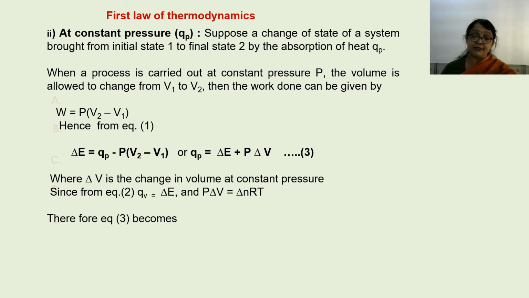Since from equation second we know that at constant volume, the heat energy QV is equal to del E, in place of del E in equation 3 we can put QV. And we know that P del V can be replaced by del n RT. Therefore, equation 3 becomes QP is equal to QV plus del n RT.